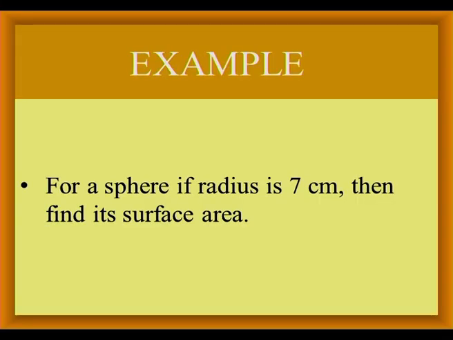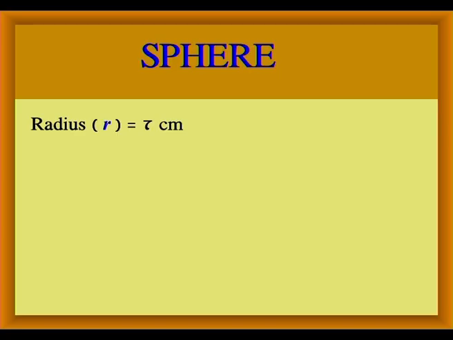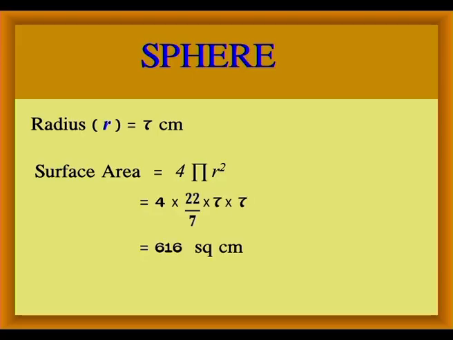Let us try to solve one problem using that formula. Look at the screen. For a sphere, if the radius is 7 centimeter, then find its surface area. How do we find it? First we consider the given data: radius is equal to 7 centimeter. Then write the formula. We know that the surface area of a sphere is 4 pi r square. So, that is 4 into 22 by 7 into r square, which is 7 into 7. After simplification, we can observe that the surface area of the sphere is 616 square centimeter.